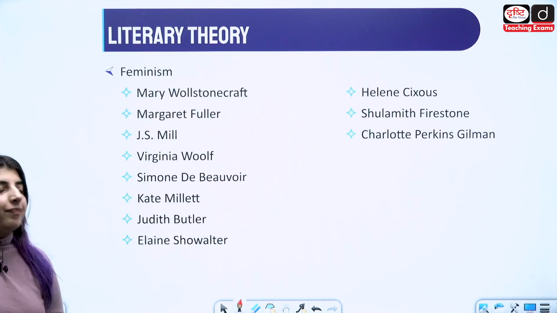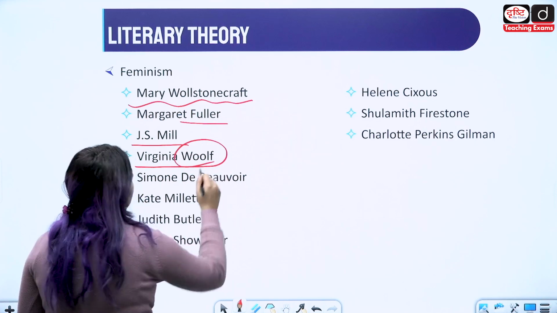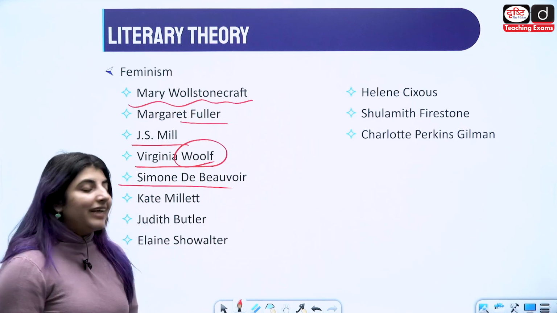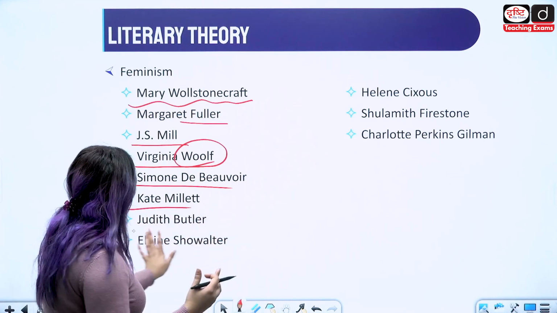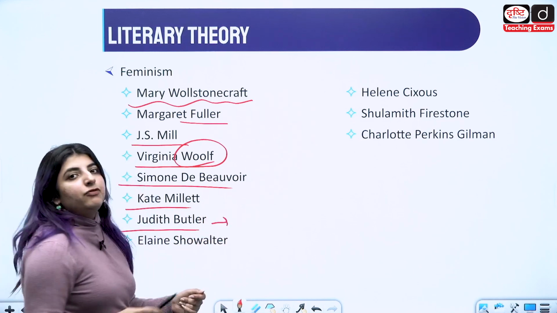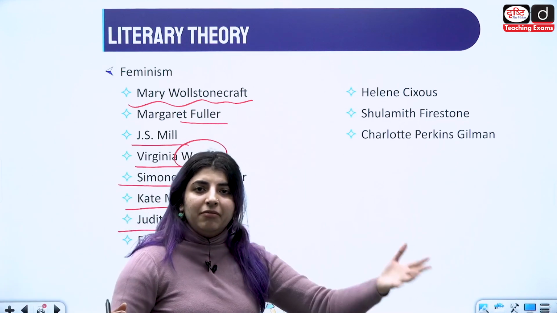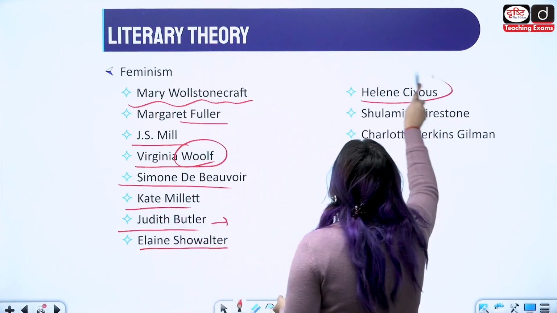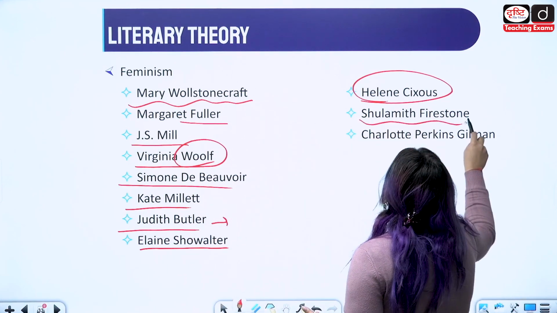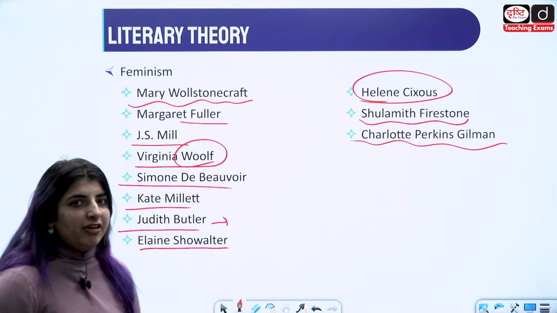And then feminism, starting from Wollstonecraft, Fuller, Mill, Virginia Woolf with her essay A Room of One's Own, Simone de Beauvoir, The Second Sex, Kate Millett, Sexual Politics, Judith Butler with the concept of gender performativity. Elaine Showalter with the different phases of feminine, feminist, female phases. Hélène Cixous, who is associated with écriture féminine. And Shulamith Firestone, Charlotte Perkins Gilman. These are the recent names that we have seen in the examination popping up, right?